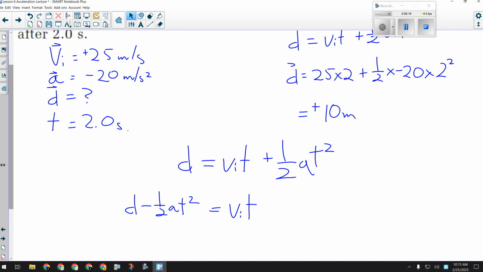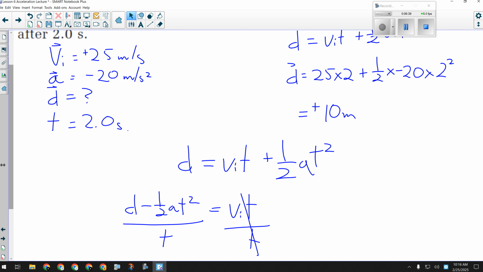All right, I still want vi by itself. What do I have to do with the t? Right now I'm multiplying by it, so I would divide. Okay, there we go. I'm solving for vi: d minus 1/2 at squared divided by t.